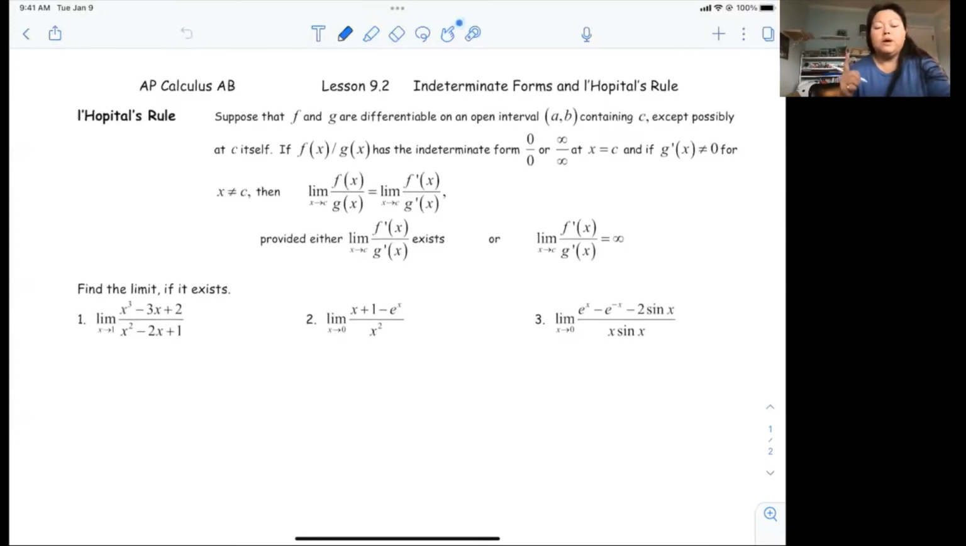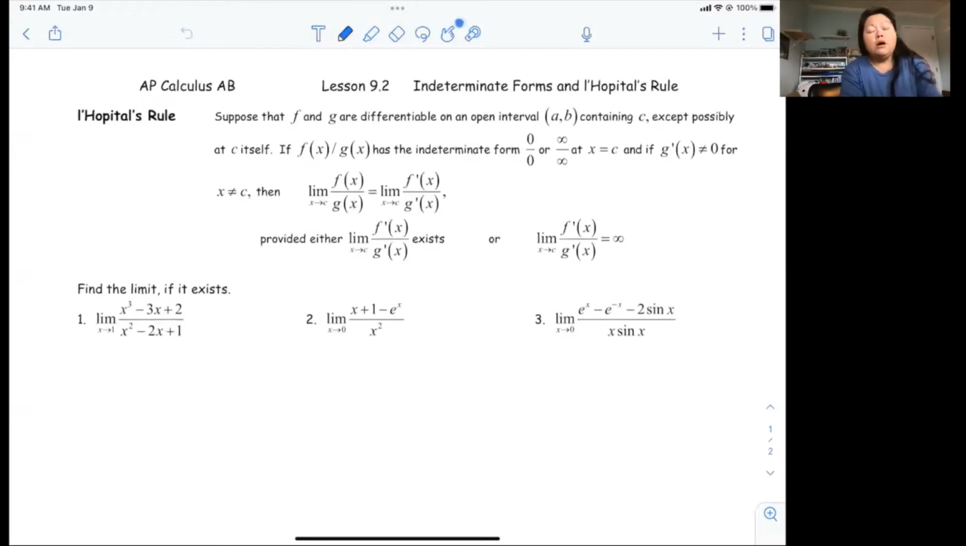First, number one was plug it in. You get an answer, you're done. Number two, you plug it in, you get a terrible answer like 0/0, right? And so then you have to use algebra to clean it up, factoring, simplifying your fractions, using conjugates. And if that still fails, then you have to use graphing to figure that out. So L'Hopital says, there's actually another way to do it.